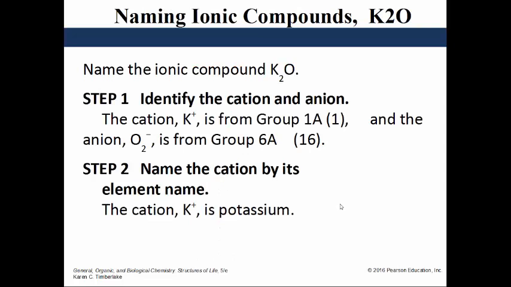Here's another example. If you're given the formula K2O, step 1 is to identify which is the cation and which is the anion, or the metal and nonmetal. The cation is going to be the positively charged portion. Well, potassium is the metal. It lies in group 1 of the periodic table, so just by knowing where it's placed in the table, you know it will be an ion with a positive charge. So that part of the name will come first. Oxygen will be the negative part, so that will be the second part of the name.